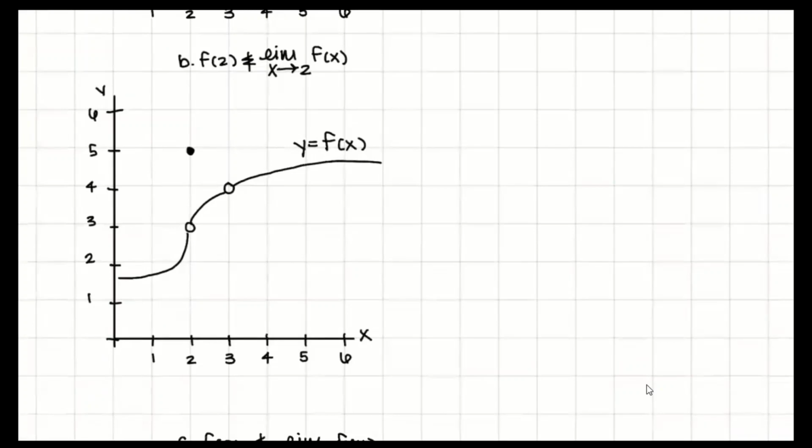So in part B, now we're looking at f of 2 and the limit as x approaches 2. So f of 2 occurs right here. You'll know from previous classes, your study of piecewise functions, that when we have an open hole, it's not including that point, but when we have a point bubbled in, it is including that point. So when x equals 2, f of x equals 5.